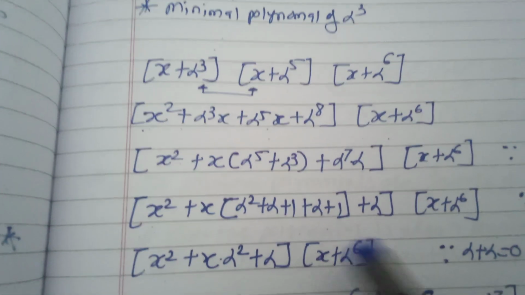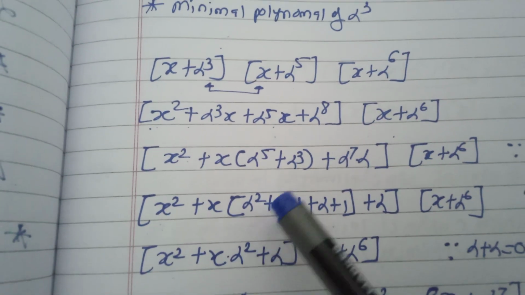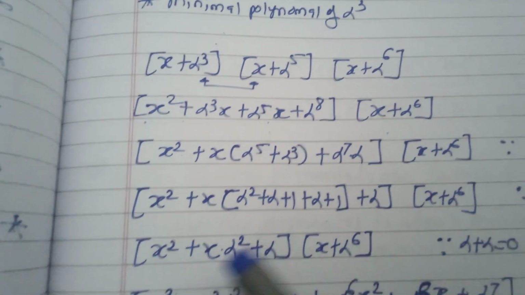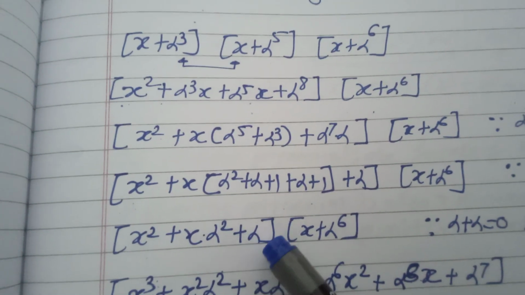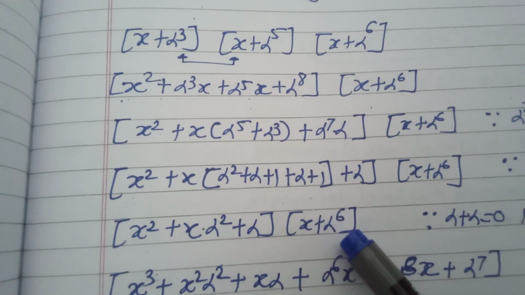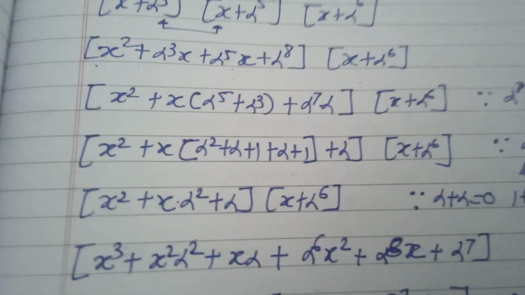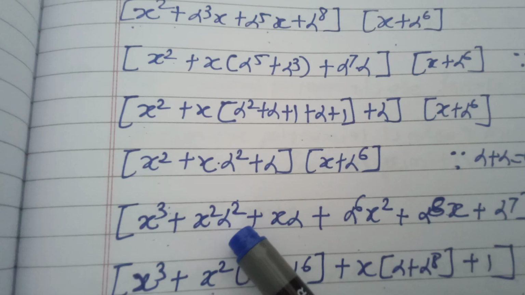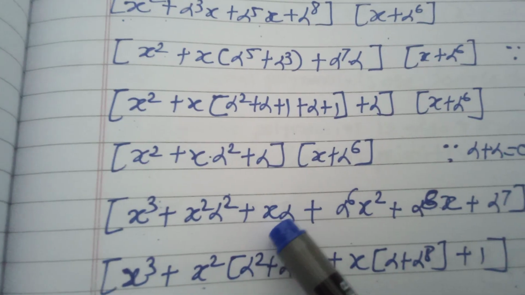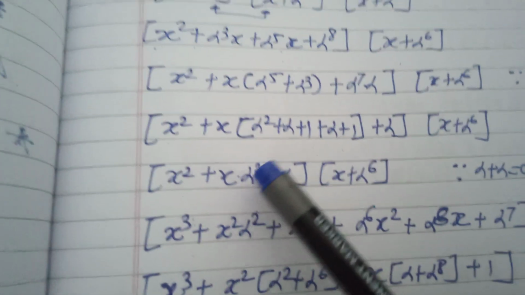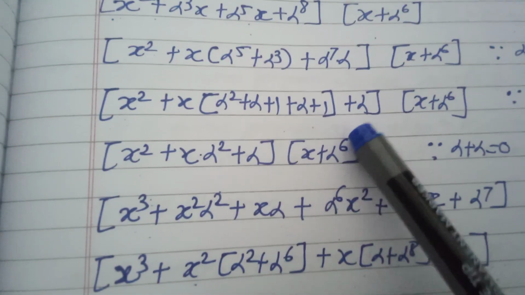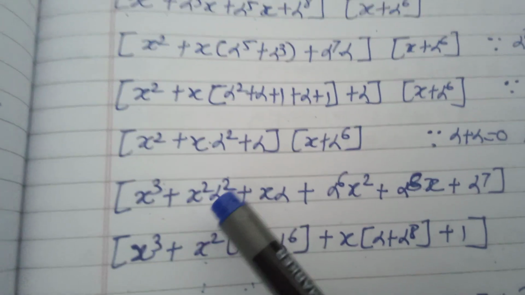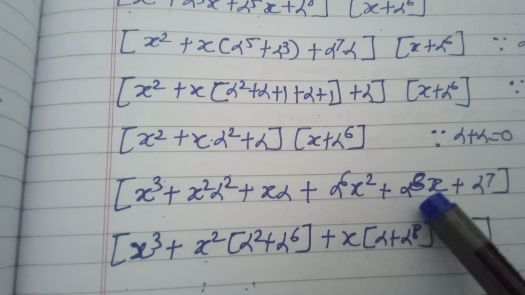So this is alpha square, this alpha gets cancelled out, 1 gets cancelled out, so it will be x square plus x alpha square plus alpha, then x plus alpha raised to 6. Then again you have to multiply x with the first bracket. So x into first bracket, that is x cube plus x square alpha square plus x alpha, then alpha raised to 6 into x square, alpha raised to 6 into 8 into x, then alpha raised to 7, again alpha raised to 7 is 1, then x cube, x square common is alpha square alpha 6, x common is alpha and alpha 8.